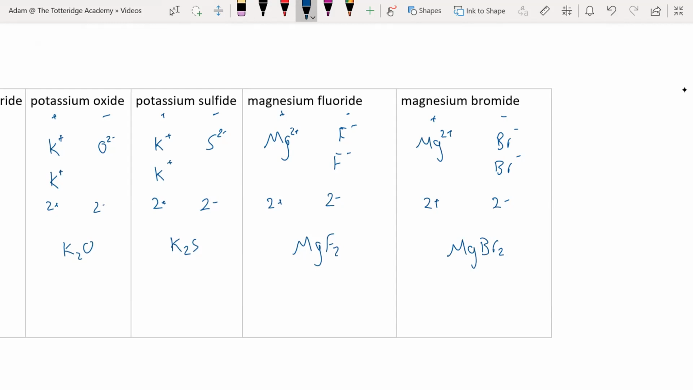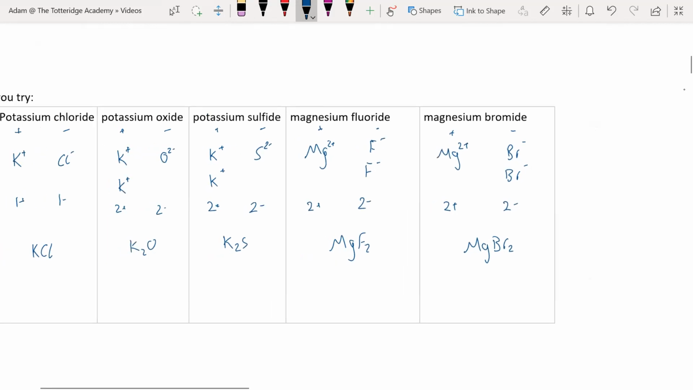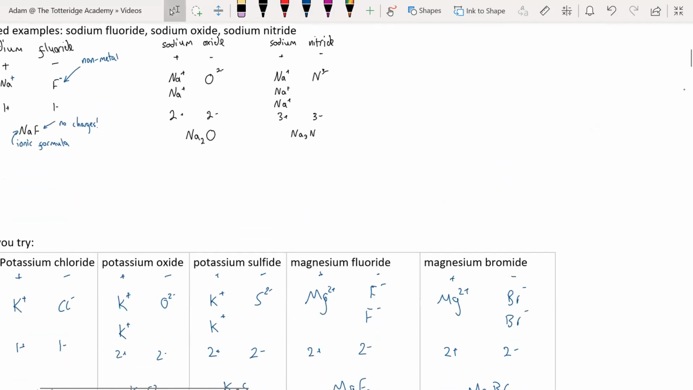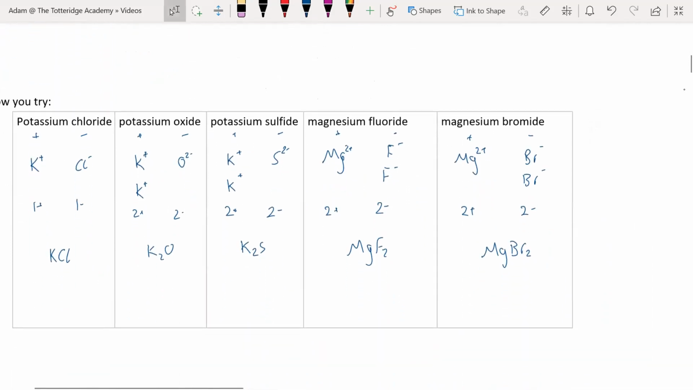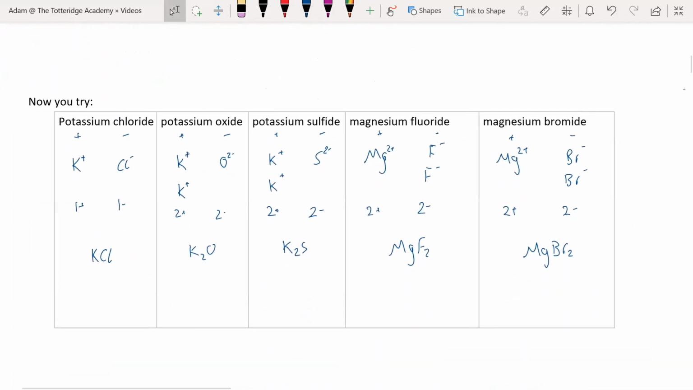Good. I'm hoping that you got all those right. If you didn't, then you need to go back to my worked examples from before, where we were doing these up here. They are very, very similar to each other and to the previous ones, so they should not have been particularly challenging for you.